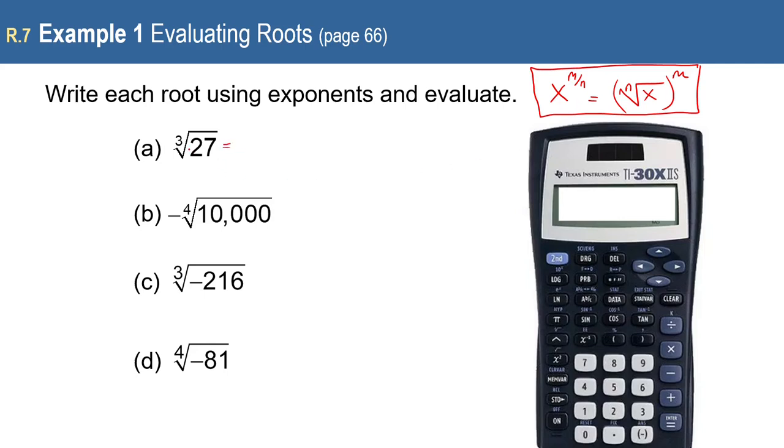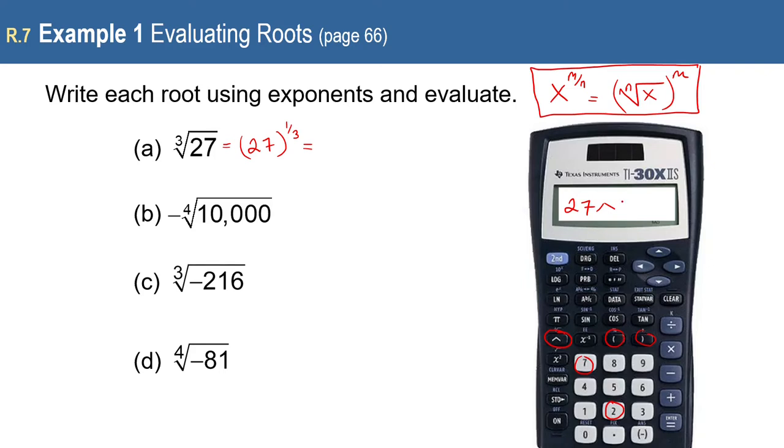In this example, we're looking for the cube root of 27. This can be rewritten as 27 raised to the 1/3 power. Now, in order to evaluate this, we can do it with a calculator. I'll enter 27 in my calculator and then press the caret button here, and then we'll raise it to the 1/3 power.